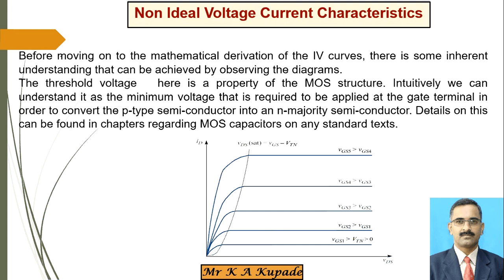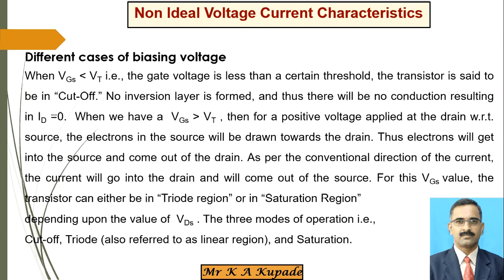After that, your ID current is constant, and that saturation region is considered one. So this graph is shown here, right? That means this is the VI curve related to ID current and VDS. By considering that point of view, again different biasing cases are considered.